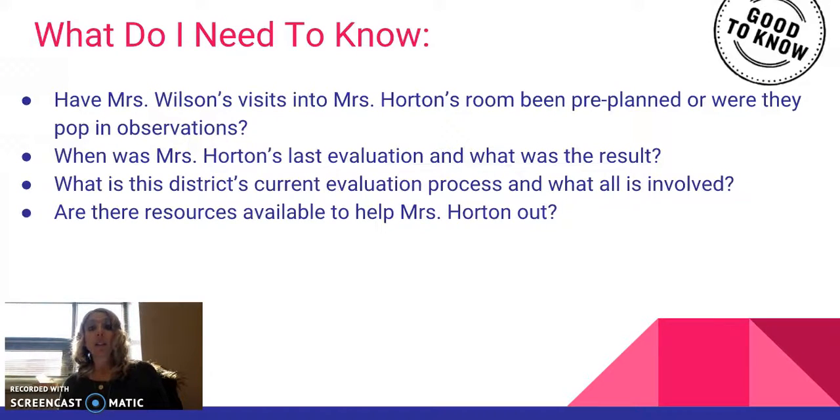I also need to make sure that I'm current and I know what that specific district's evaluation process is and what all is involved. Looking at an evaluation, how often it's done, if there's a discrepancy, what happens, and then also if I want to put on a plan of improvement, what the steps are that are involved with that. And I also need to know, are there any resources available to Mrs. Horton that the district could provide, or could show her different resources to maybe help her deal with her emotional state?